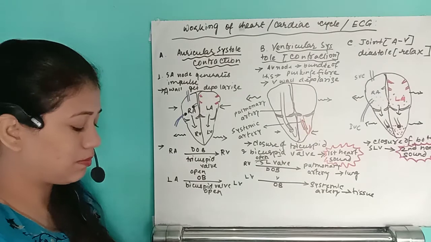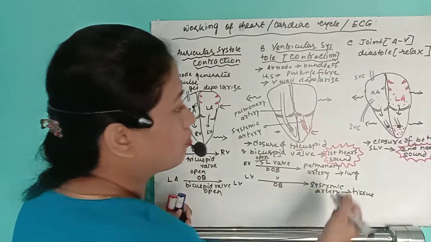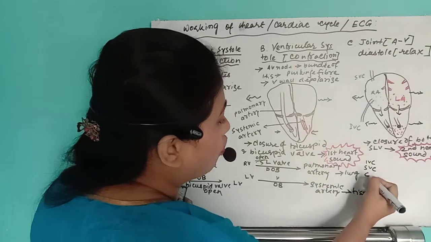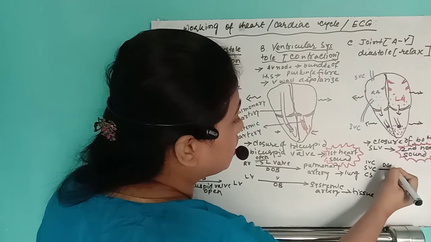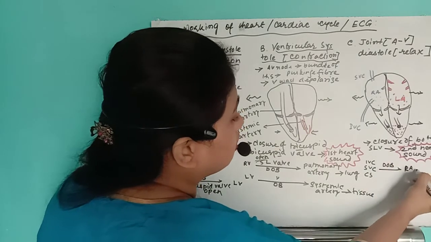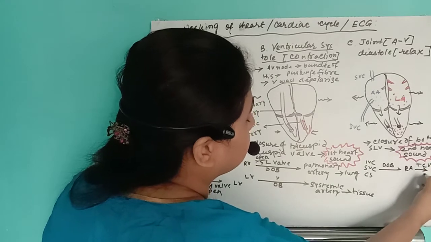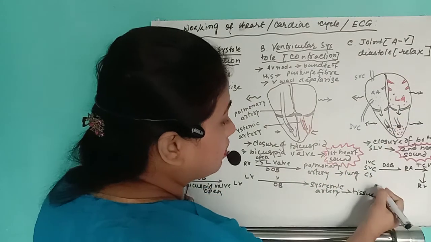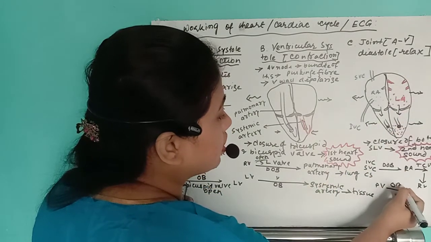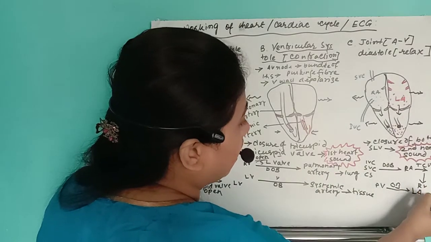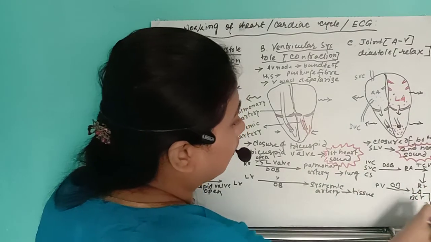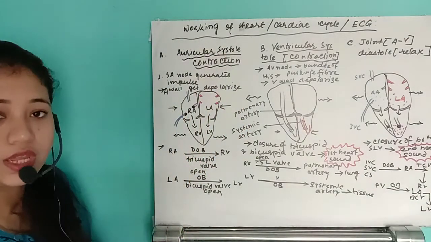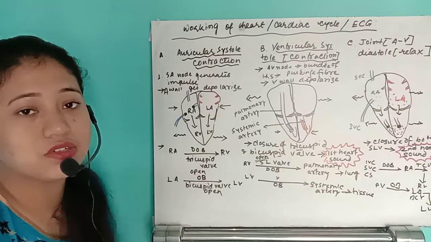And in that period of time, the blood from the inferior vena cava, superior vena cava and coronary sinus will take the deoxygenated blood to the right atrium. This will open the tricuspid valve and the blood will move to the right ventricle. From the left side, the pulmonary veins will take the oxygenated blood to the left atrium, and by opening the bicuspid valve, the blood will go to the left ventricle. This way we complete the joint diastole.